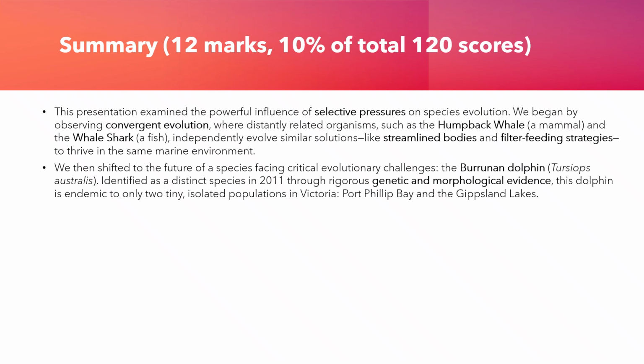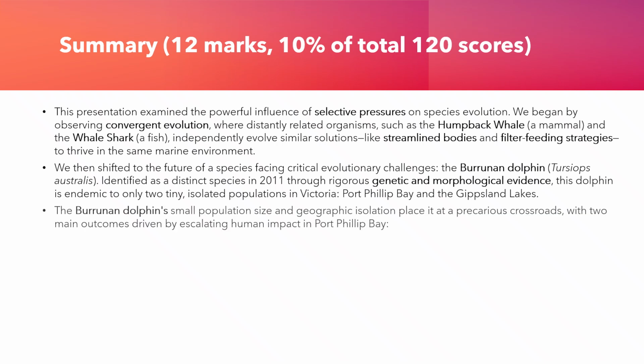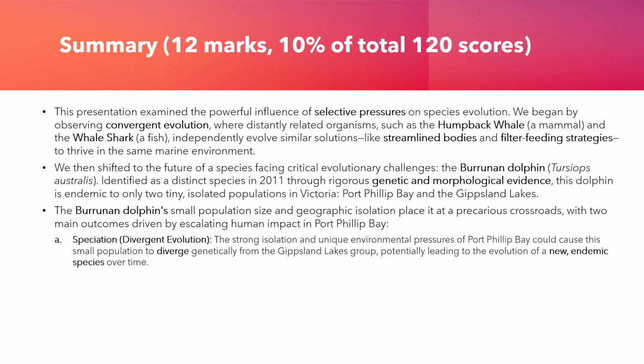Identified as a distinct species in 2011 through rigorous genetic and morphological evidence, this dolphin is endemic to only two tiny, isolated populations in Victoria, Port Phillip Bay and the Gippsland Lakes. The Burrunan dolphin's small population size, approximately 150, and geographic isolation place it at a precarious crossroads, with two main outcomes driven by escalating human impact in Port Phillip Bay: speciation, divergent evolution, the strong isolation.